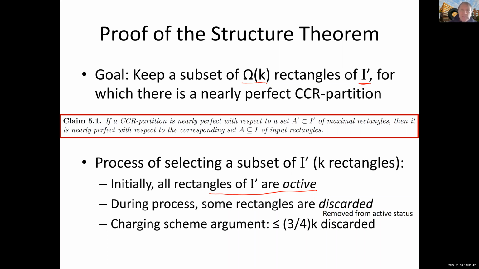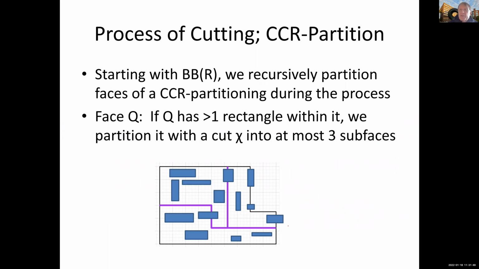And a charging scheme will make sure that we don't discard too many rectangles and we keep at least, say, a quarter of them. So in the process of cutting, we start with the bounding box of all the rectangles. We recursively partition. If a face has more than one rectangle, we'll partition it with a cut into at most 3 subfaces. And we have to be able to show that we can always do this to prove our structure theorem.